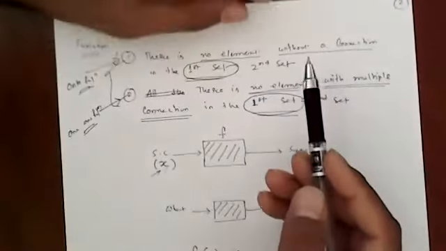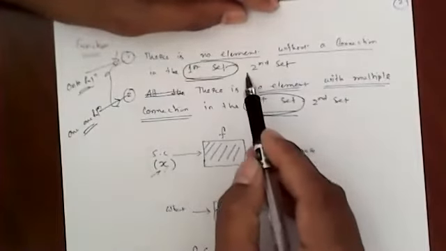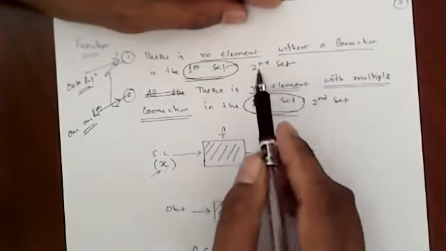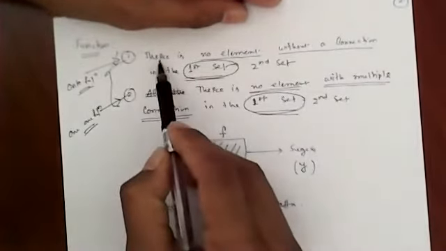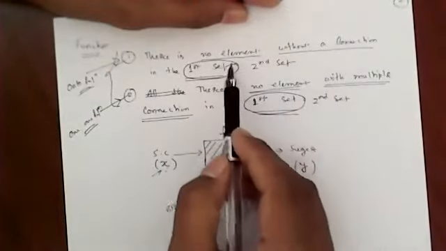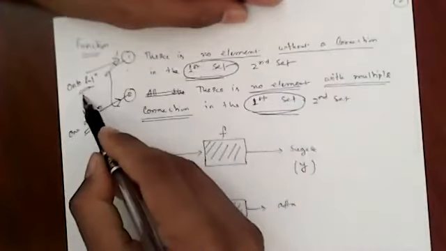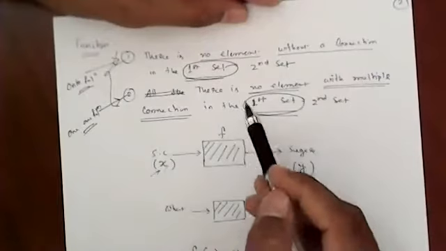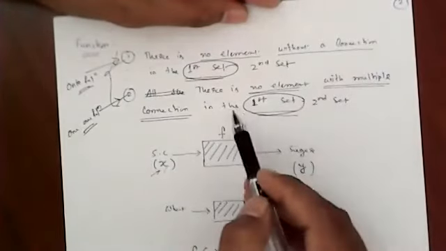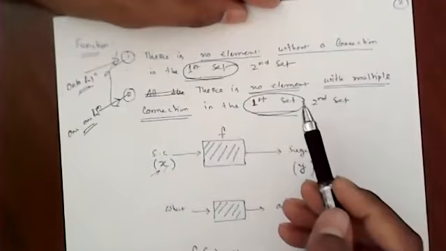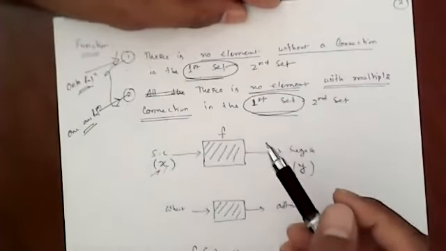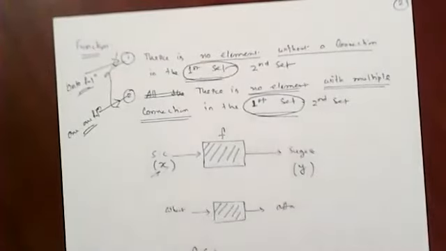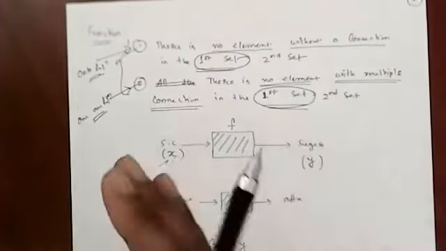But instead of the first set, we need to check the conditions on the second set. If there is no element without a connection in the second set, then we'll say that it is an onto function. Similarly, if there is no element with multiple connections in the second set, then we'll say that it is a one-one function. And last class I gave you some examples where we can say that those are one-one or onto functions.